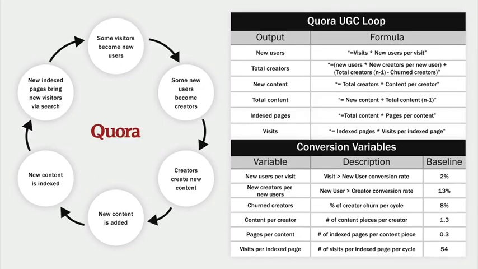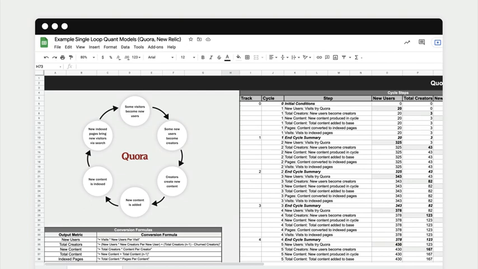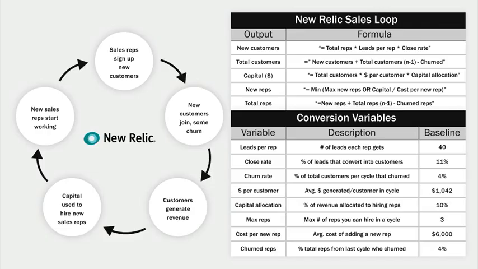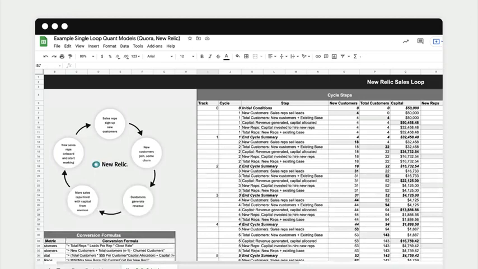We'll start by filling this out for the Q&A content site around their core content loop, and then we'll translate this into an Excel spreadsheet quantitative model that we can use to help prioritize and validate specific ideas and specific variables. We'll be doing the same thing with a sales loop from New Relic, where we map out all of these different components of this single loop and then translate it into the Excel quant model.